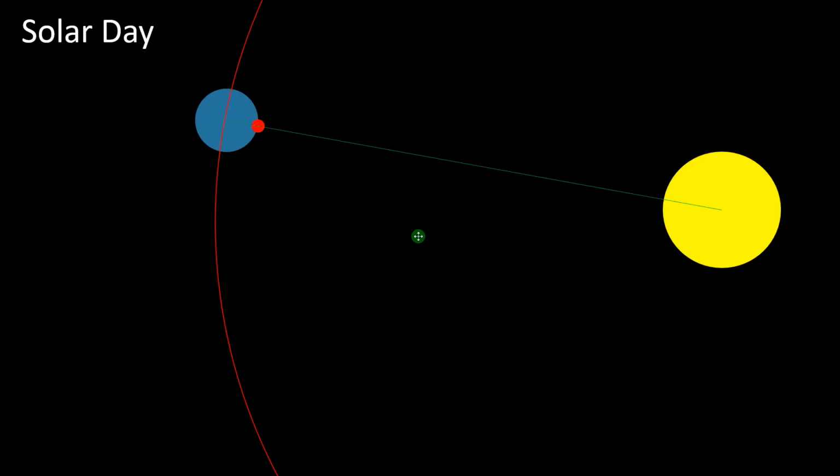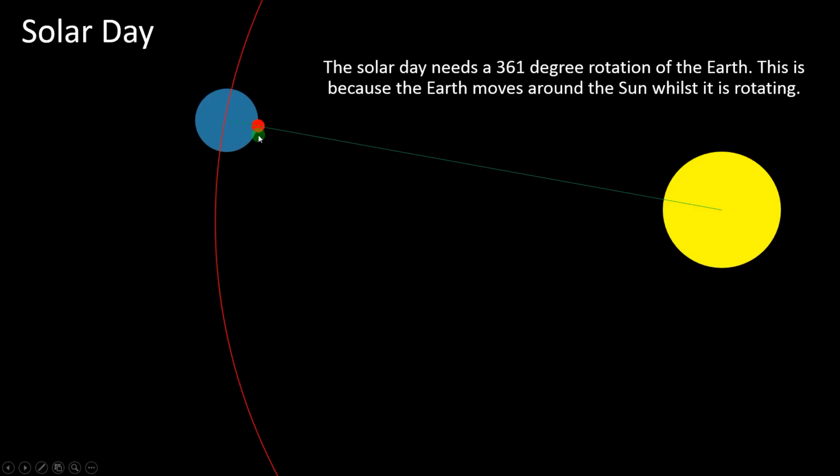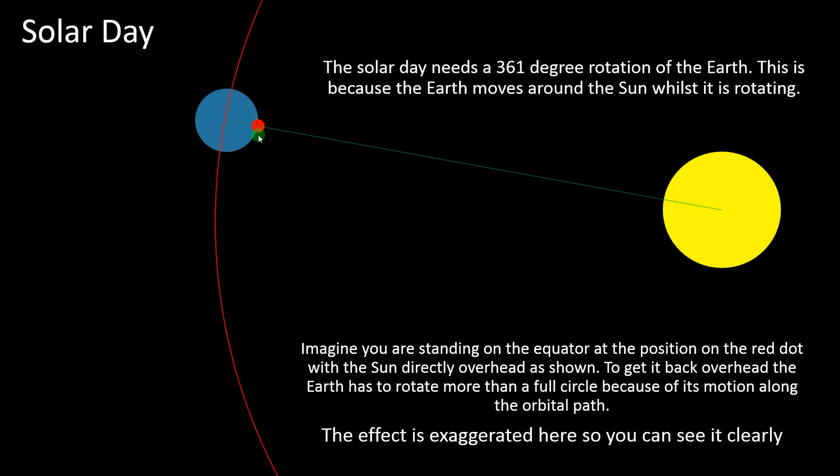Okay, so solar day then. Very often people say the solar day, or the 24 hours, is one complete rotation of the Earth. Well, not quite. We've defined it as the time it takes to get the Sun back in the same position in the sky. So we're going to look at this situation here, and it turns out that actually a solar day needs a 361 degree rotation of the Earth. So imagine you're standing, just for simplicity's sake, on the equator at the position of this red dot, where at the moment the Sun is directly overhead along this green line. So if you look straight up, you would see the Sun. And we're going to run the animation to show how far we need that red dot to rotate round to get the Sun back overhead again.